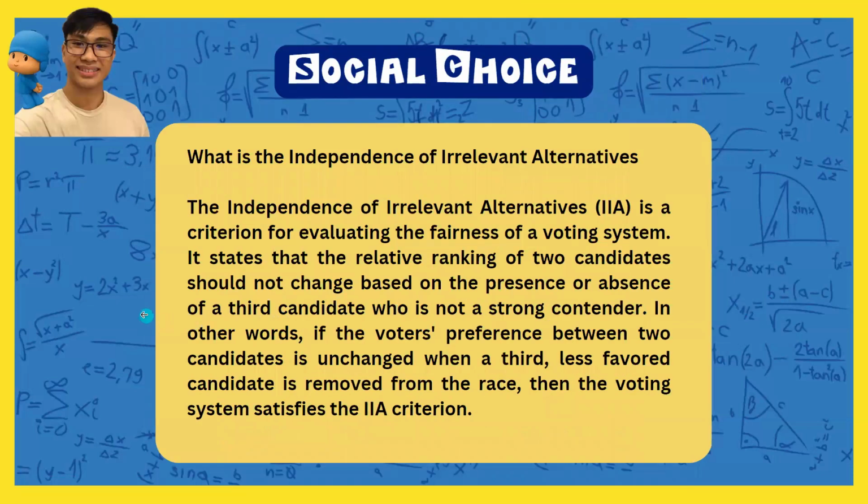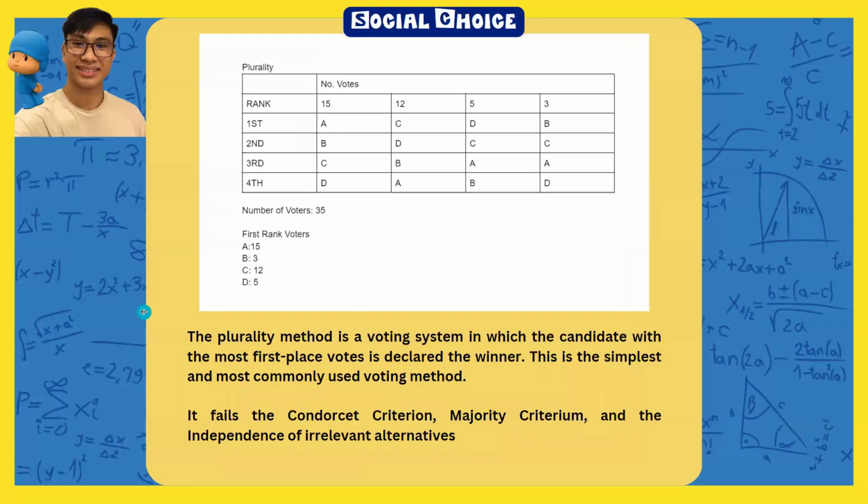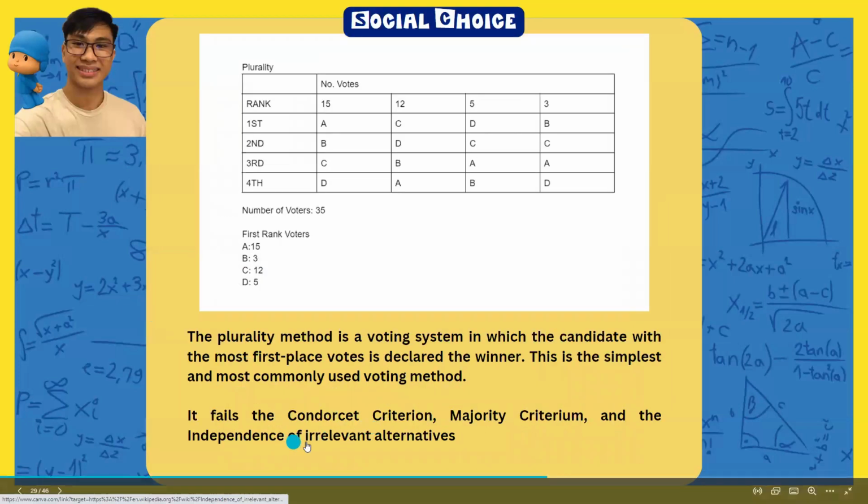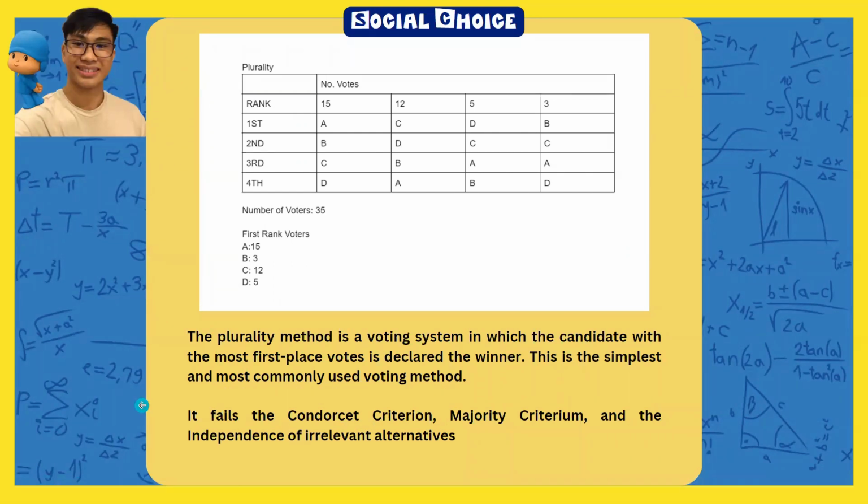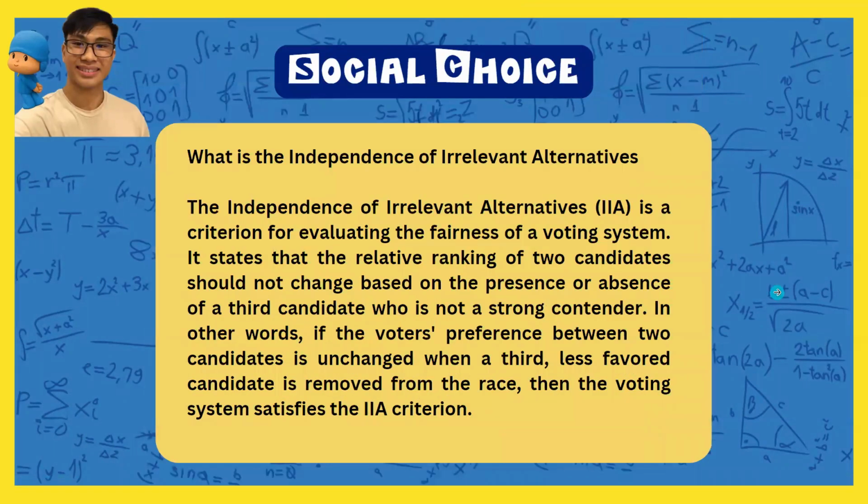So next naman, sinasabi natin kanina na the independence of irrelevant alternatives. So nasabi naman natin kanina, yung independence of irrelevant alternatives, hindi yan nasa-satisfy ng plurality. So ano nga ba yung criterion ng independence of irrelevant alternatives?